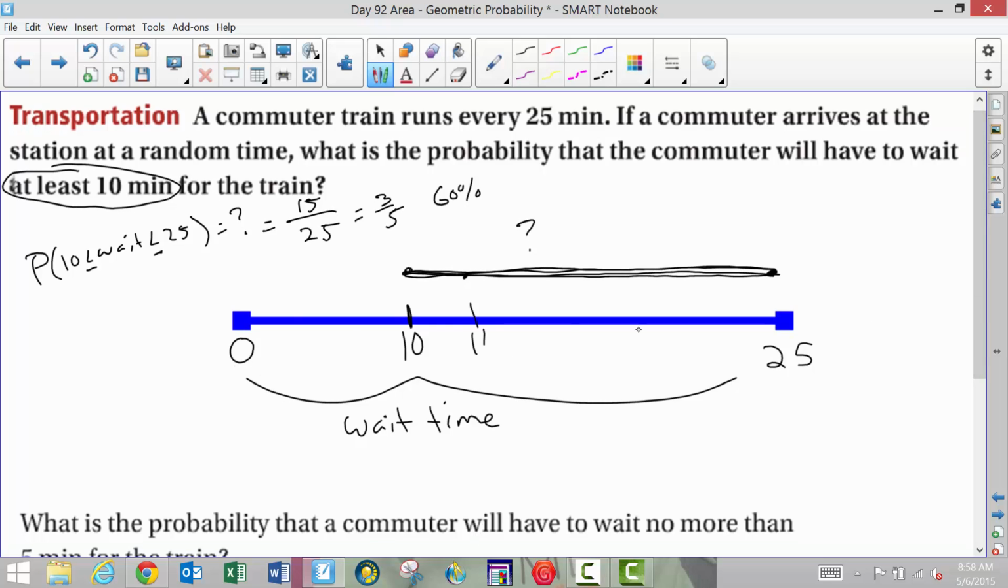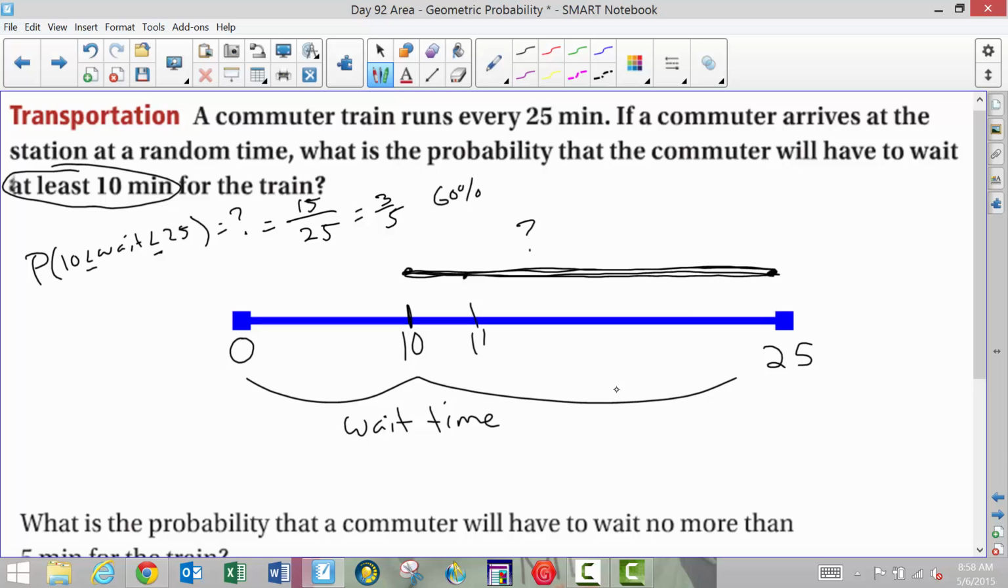So again, the number line in this problem represents how long he waits. He's either going to wait 0 minutes or he's going to wait 25 minutes. In this case, I want at least 10 minutes. That means he can wait 10 minutes, he can wait 11 minutes, he can wait 12, 13, 14, all the way up to 25 minutes.